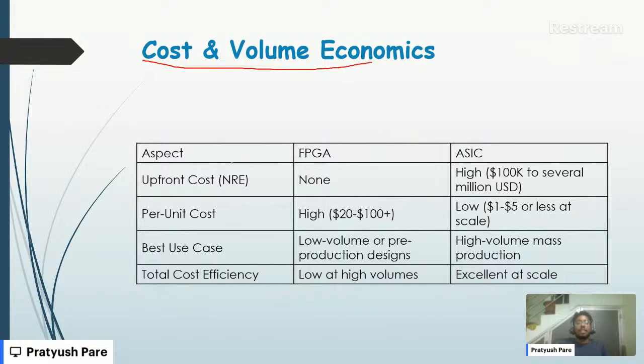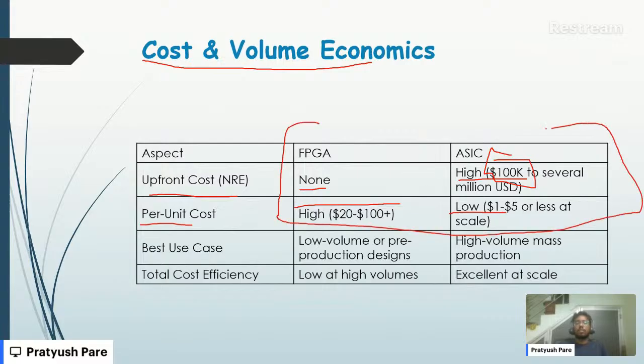So in FPGA, the upfront cost, the cost for making it, is almost none. But for ASIC, it is very high. It's in 100K of dollars. Oh, that's a huge number. But per unit cost for FPGA is high compared to ASIC. But if you look at the picture of overall cost, for FPGA the cost is quite a bit lower than ASIC.